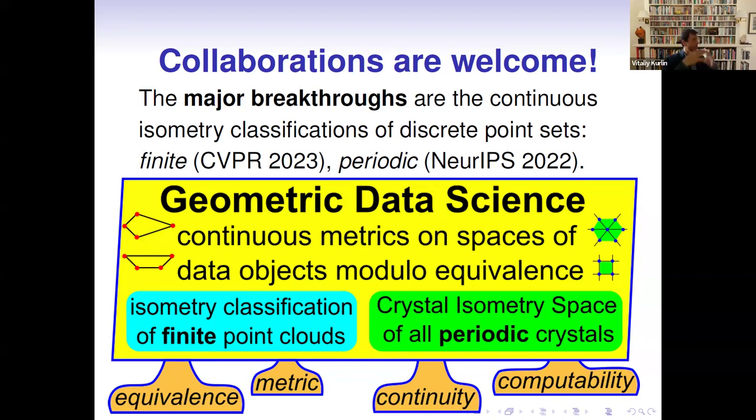But let me highlight that the problem that we stated makes sense not only for point clouds, not only for discrete sets. We could replace this object by, for example, graphs or simplicial complexes, surfaces, any types of objects. And similarly, isometry can be replaced by another equivalence relation. So simply replace objects and equivalences, but state the problem: find complete, continuous, and computable invariants for these new types of objects. That's why geometric data science is growing. Okay, let me finish the recording.